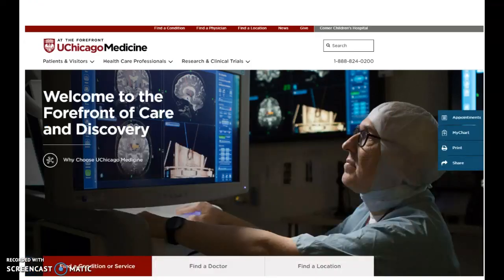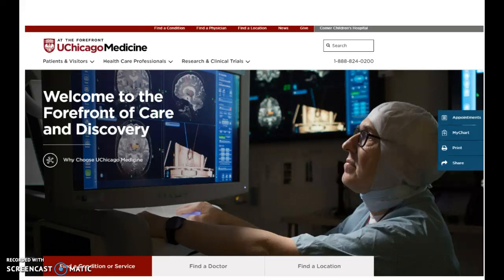And lastly, here you have University of Chicago Medicine. Right on the title page, it says, welcome to the forefront of care and discovery. You have someone, probably a doctor, looking over MRI scans of a brain. That tells you right there, he's a smart individual. He knows what he's talking about. This is advanced care. You can see in the background all of the brain scans as well.